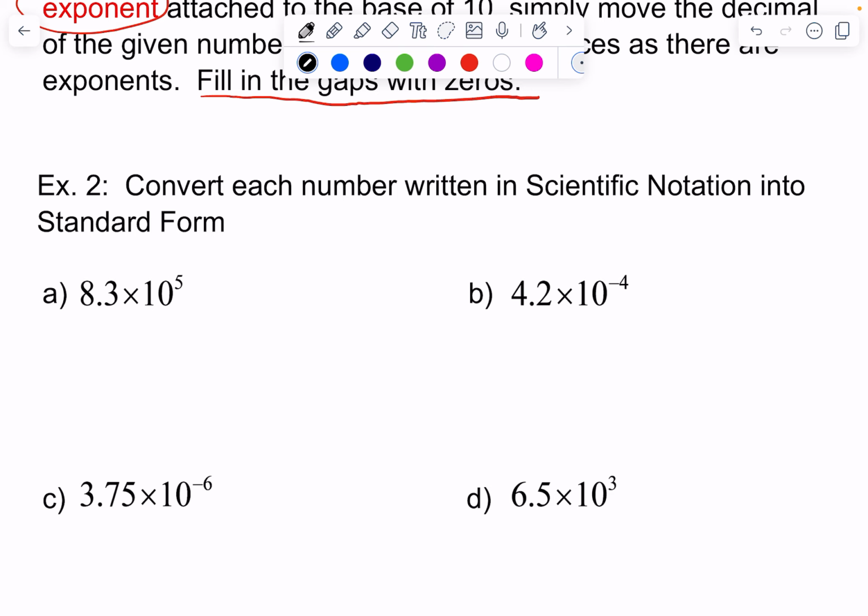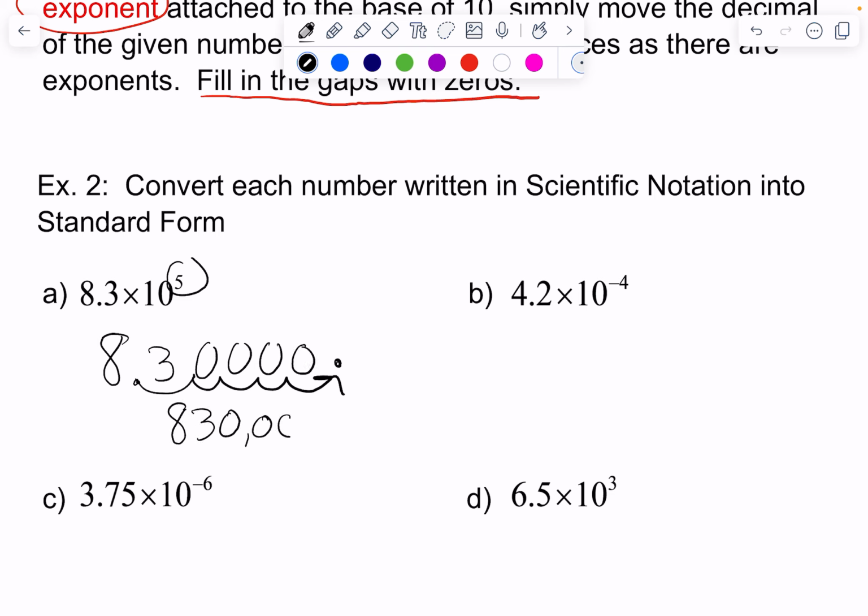I've got 8.3 times 10 to the positive fifth power. So that means I'm going to move this decimal 1, 2, 3, 4, 5 to the right. Place my decimal. Fill in the gaps with zeros. So I've got 830,000. Always clean up your answer.